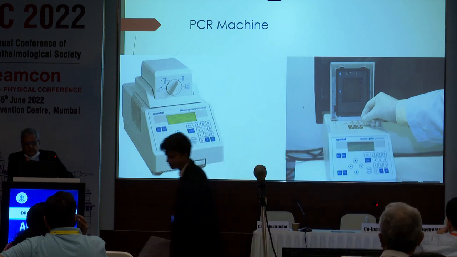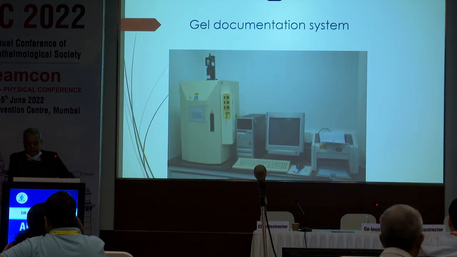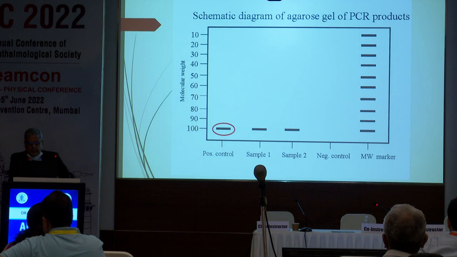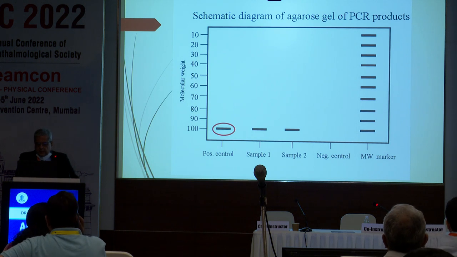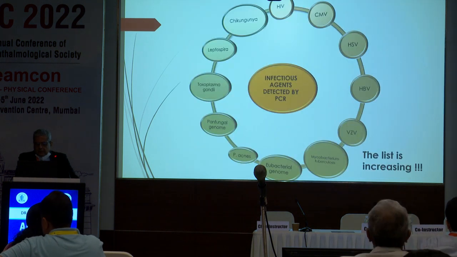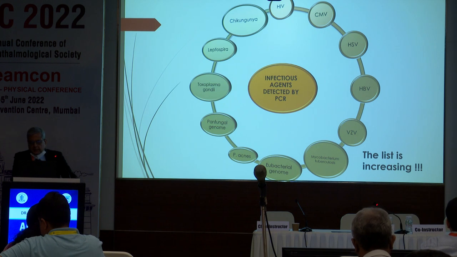This is a PCR machine, and this is a gel documentation system. And here the beauty is that there is a positive control and an inbuilt negative control. Various infectious agents can now be detected by PCR, starting from bacteria, fungus, mycobacteria, and even syphilis can be detected with PCR techniques.